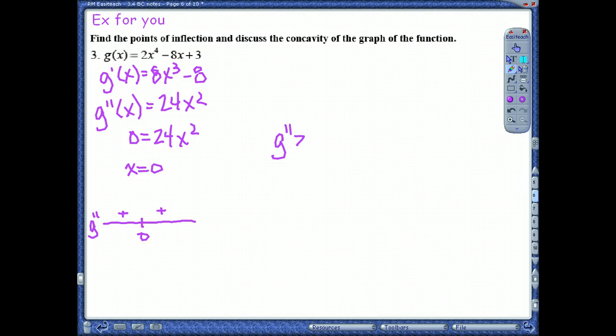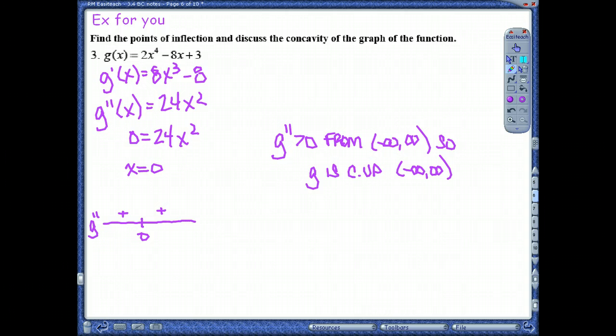So my second derivative is greater than 0 from -infinity to positive infinity. So my original function is concave up on that interval. I don't have any place where my second derivative is negative, so I have no concave down. We still need to talk about if there's any points of inflection.